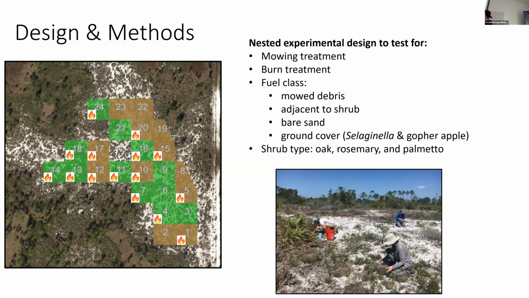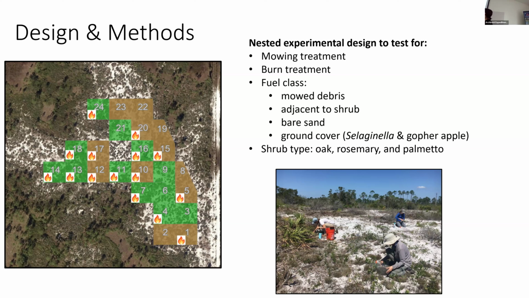And then in this experiment, we took advantage to test a couple of other factors that might affect germination. So in this experiment, we are testing for mowing. We're testing for burn, because the way that this fire happened, not all of the blocks were burned. We're testing for fuel class. So in the blocks that were mowed, we created these mow piles, little mow debris piles on top of some of the plots.